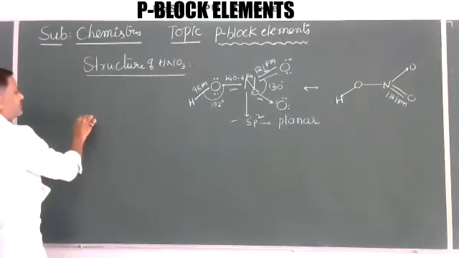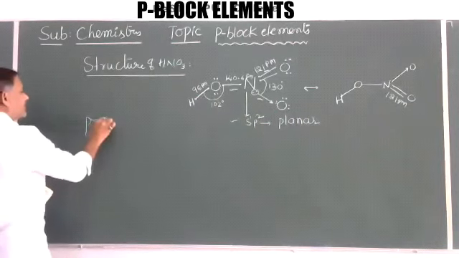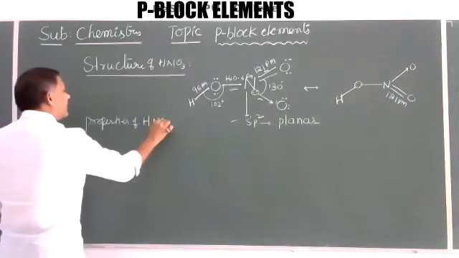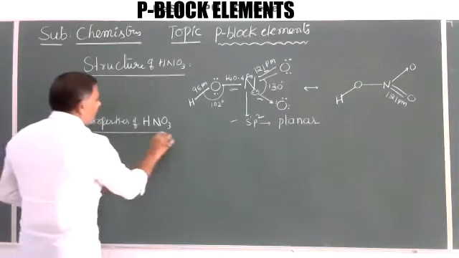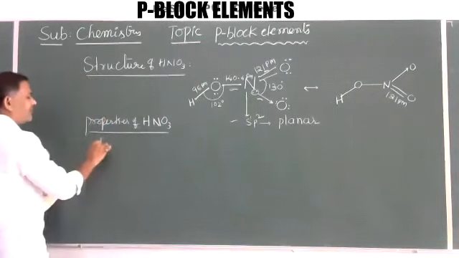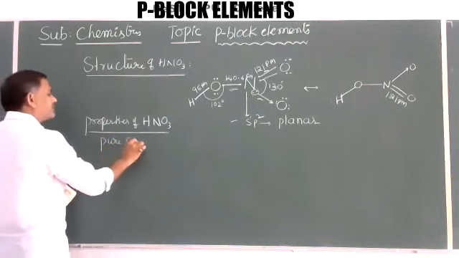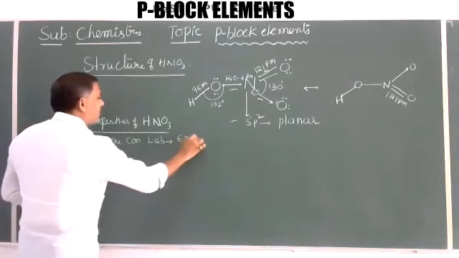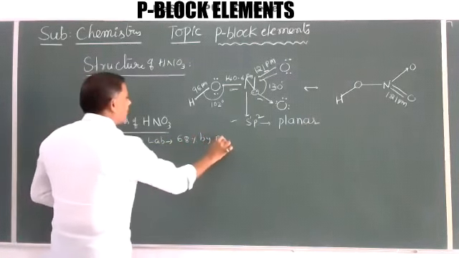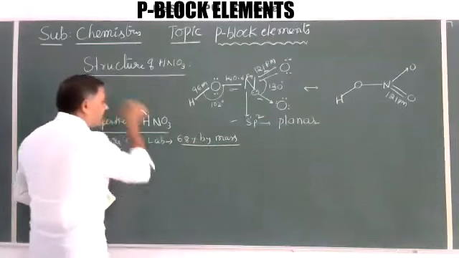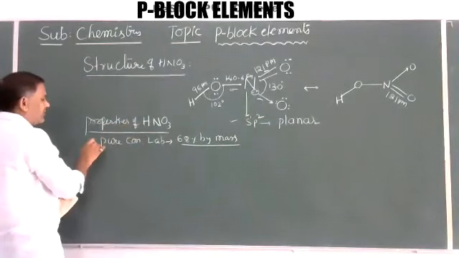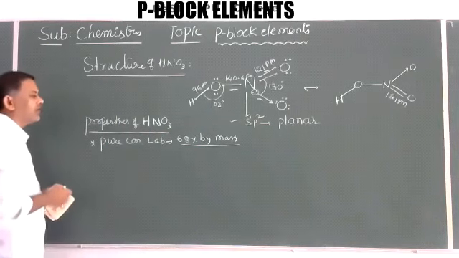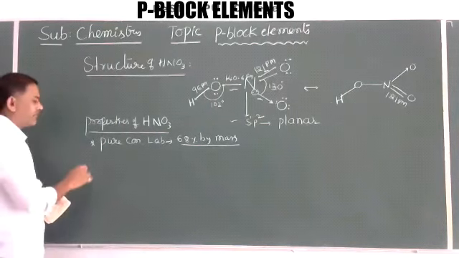Then next one is properties. Properties of HNO3, nitric acid. Pure concentrated laboratory HNO3 is 68% by mass. 68% by mass is its nature in the laboratory. Pure nitric acid is a colorless liquid at room temperature.